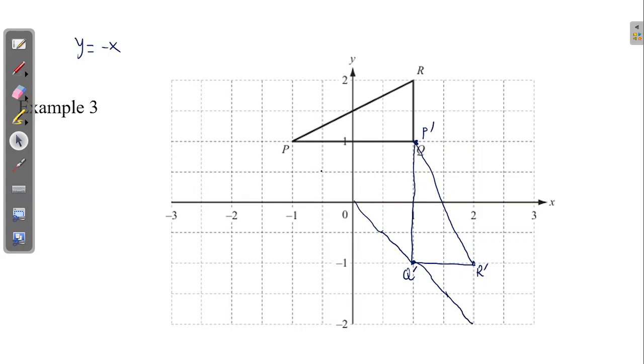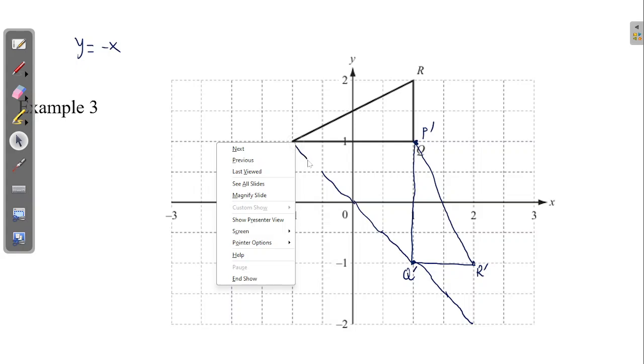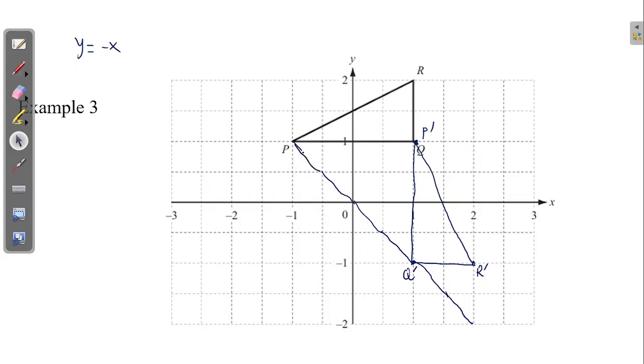So the line goes like this. So that's the line y equal to -x. So this is a diagonal line that goes like that. So y equal to -x. Now we are trying to reflect this triangle P prime, Q prime, arrow prime along this line.